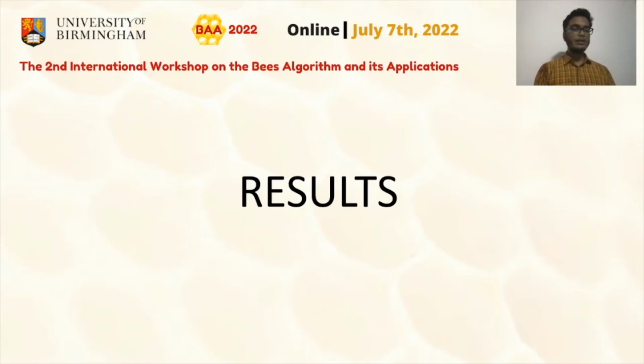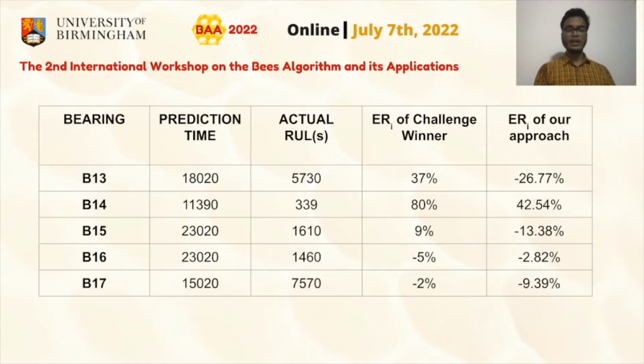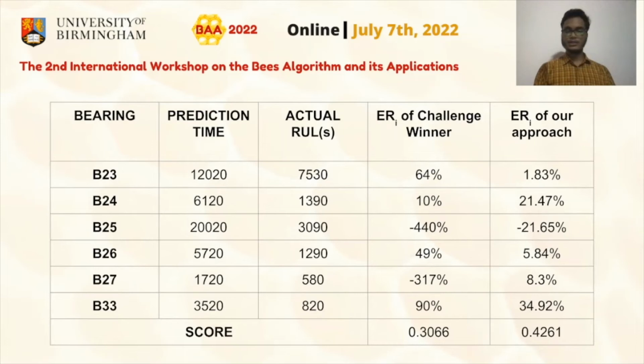Now moving on to the results that we obtained. In the table shown here, we calculated the error of our model's remaining useful life estimate using the error metrics provided in the challenge. The final score of our model stands at 0.4261, which is 39.21% better than the challenge winning score of 0.3066.